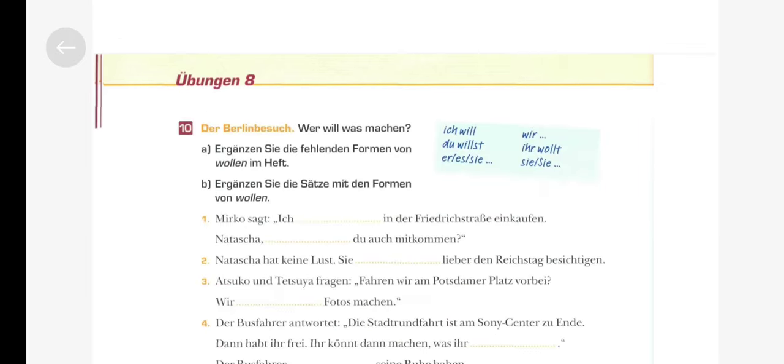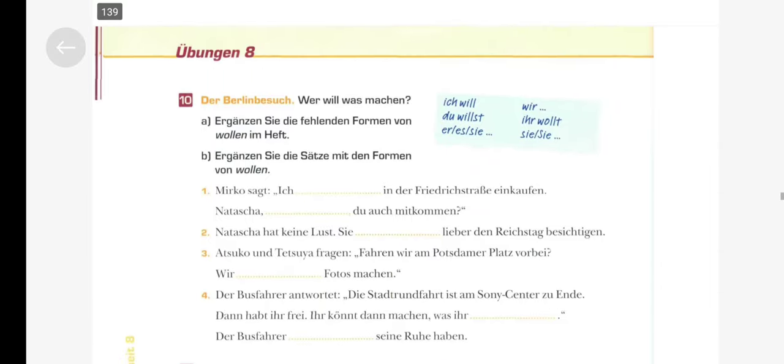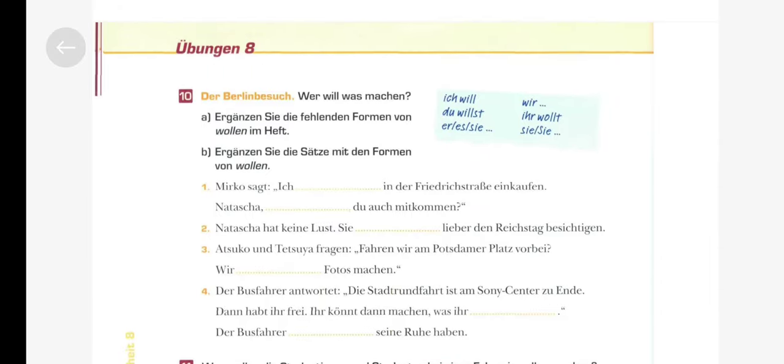Next is der Berlin-Besuch. Wer will was machen? Who will be doing what? Ergänzen Sie die fehlenden Formen von wollen im Text. Ergänzen Sie die Sätze mit den Formen von wollen. You have to fill in the modal verb wollen here according to the conjugation. You have to conjugate it.